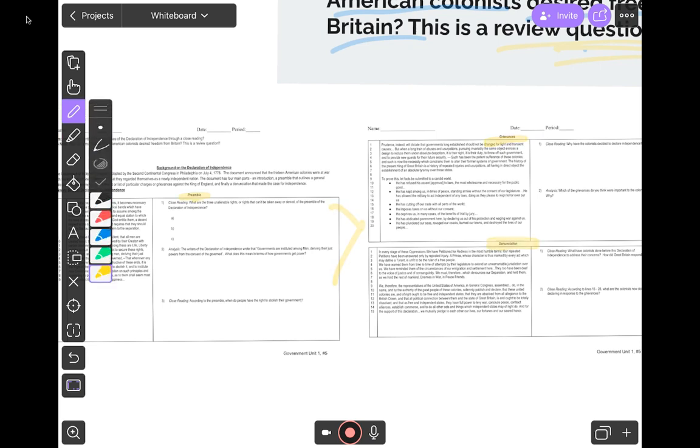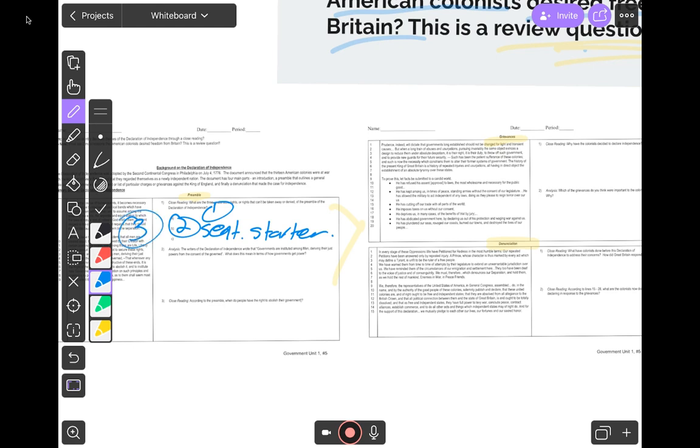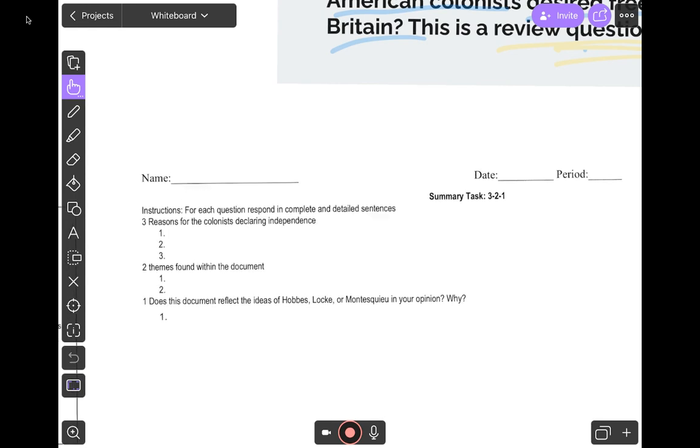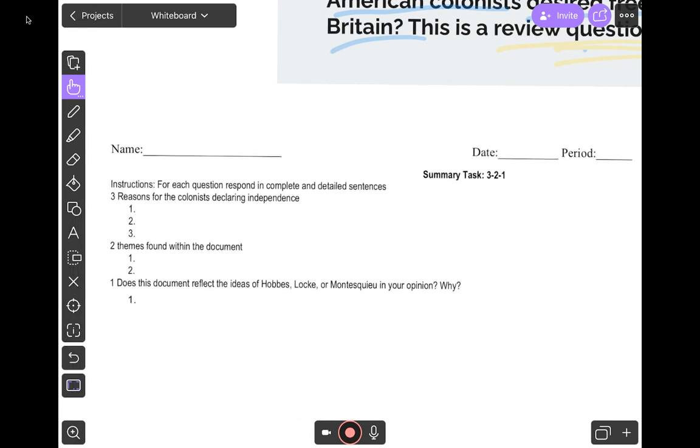All right, remember when we are responding to this, we want to look at the question first. All right, we can do a sentence starter next. Then we're actually going to the text itself. And then 4, you're plugging in the answer afterwards. Document analysis steps are the same that we have been using since last year, really. Okay, so once you finish working out the various sections of this Declaration of Independence, we're just going to be concluding with a summary task found at the end. And it's a 3-2-1, which we have done before. So once again, for each question, you're responding in complete and detailed sentences.